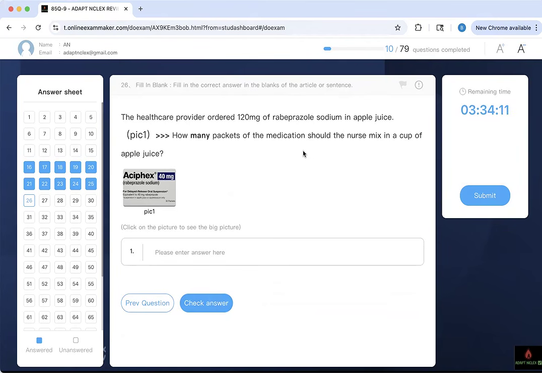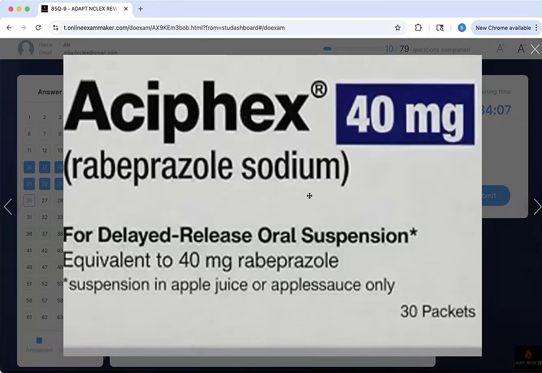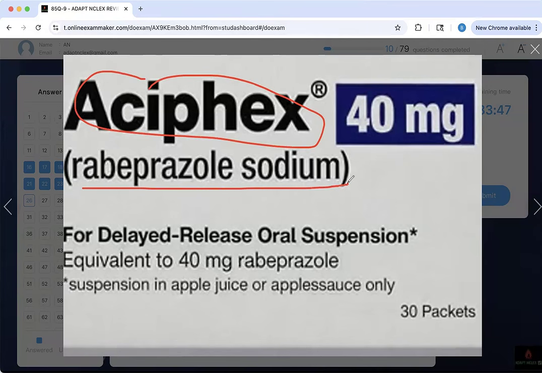Don't run away. Once again, don't get defeated. Let's click on it. Most of the time, if they give you a picture, once again, write it down. If they give you a picture, all the answer choices are on the picture. Most of the information is on the picture. The question does not give you that much information. What do you see in this picture? I see a medication name. I don't care about it. That is the name of the medication.